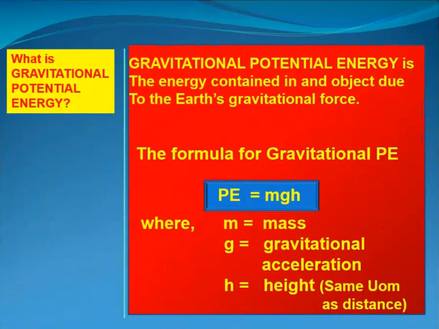What is gravitational potential energy? Gravitational potential energy is the energy contained in an object due to the Earth's gravitational force. The formula for gravitational potential energy is potential energy equals mass times the gravitational acceleration, which is 10 meters per second squared, times the height that the object is off the ground, and that would be measured in some unit of distance. Height is a type of distance.